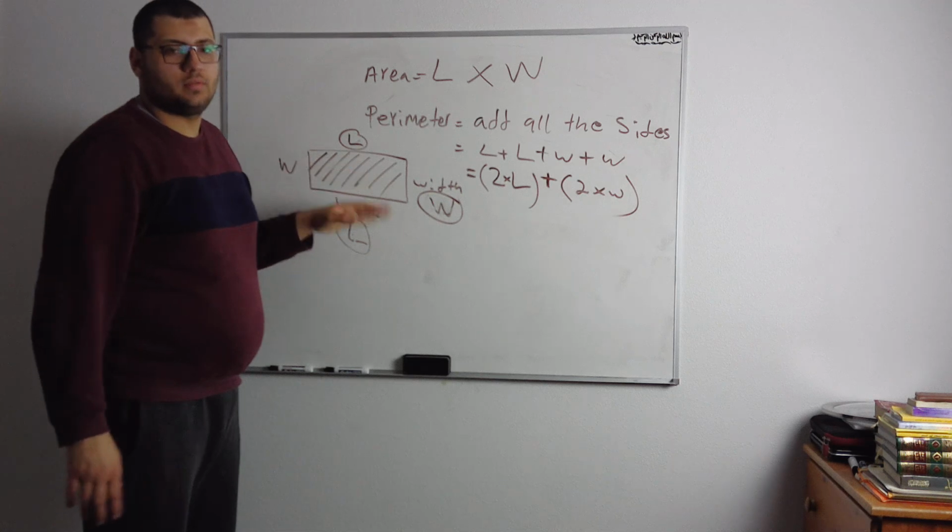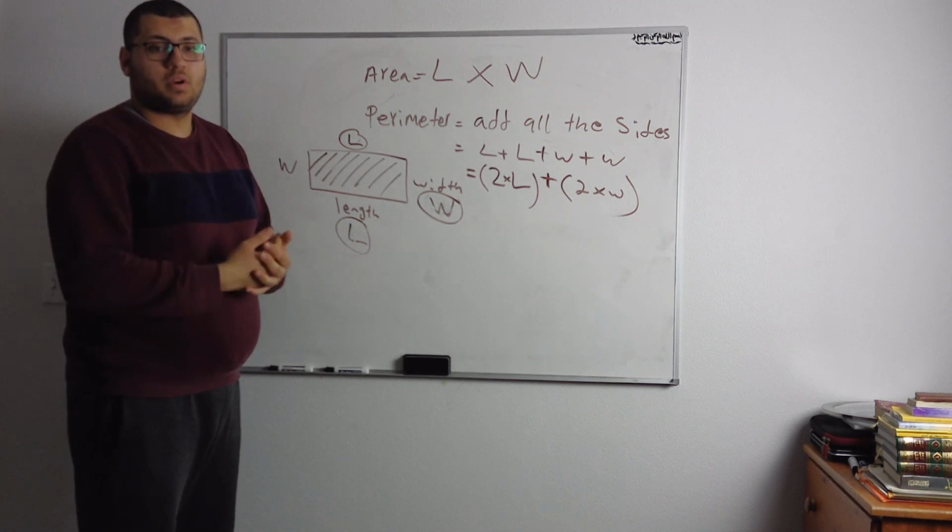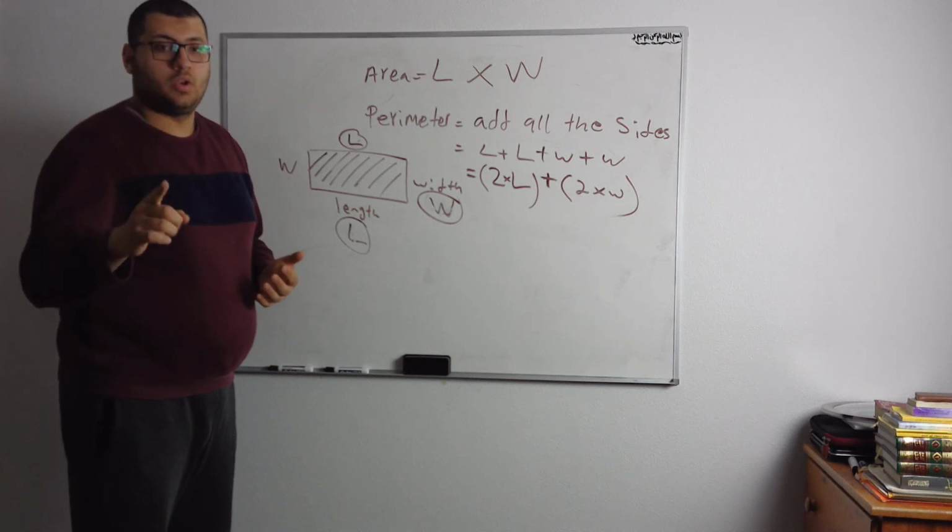Same thing for a square. Same process works for a square. Because a square is a rectangle with what? A square is a rectangle with all equal sides.